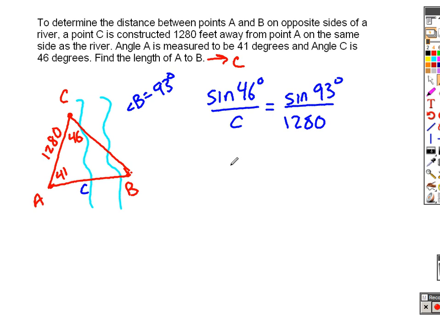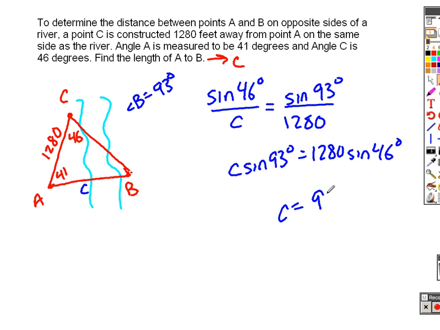Cross multiply like we've done a million times. C sine of 93 is going to equal 1280 times sine of 46. When you solve, you should end up getting that C equals 922.02 feet. 922 feet.